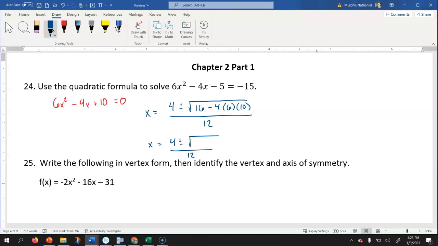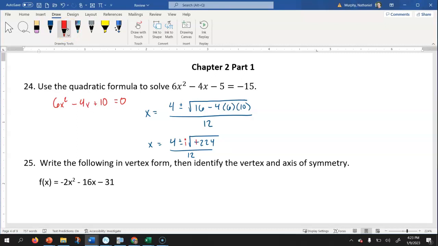So if you take 16 minus 4 times 6 times 10, you end up getting negative 224 as your answer. Now that's kind of ugly because we have a square root of a negative number. And if you recall, we can't take the square root of a negative number. So what we've got to do is factor out an i, your imaginary number, and that makes it so we have the square root of a positive number.